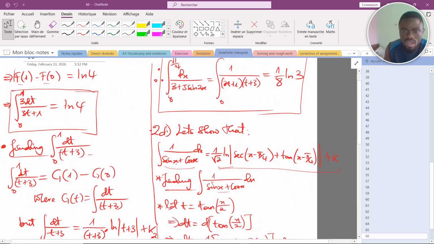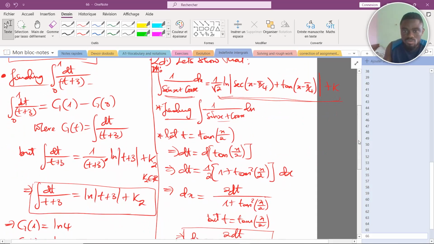So our aim is part 2, question 2D. Our aim is to prove that this integral is equal to this. Is that okay? This will be the first method I'm showing you, because there are two ways by which I can do this integral. I'll show you the method that we usually apply. We first start by finding this primitive.